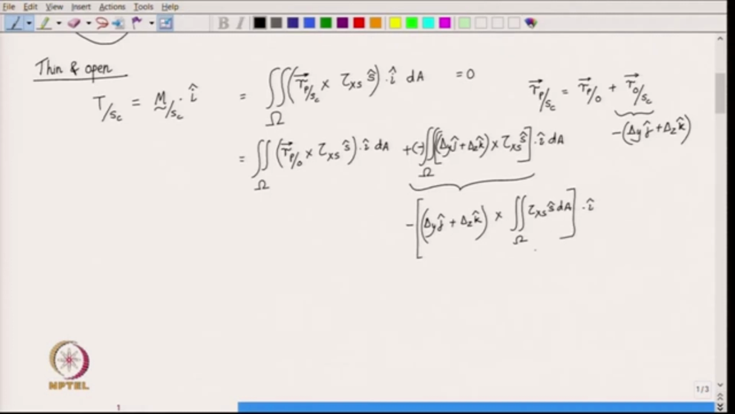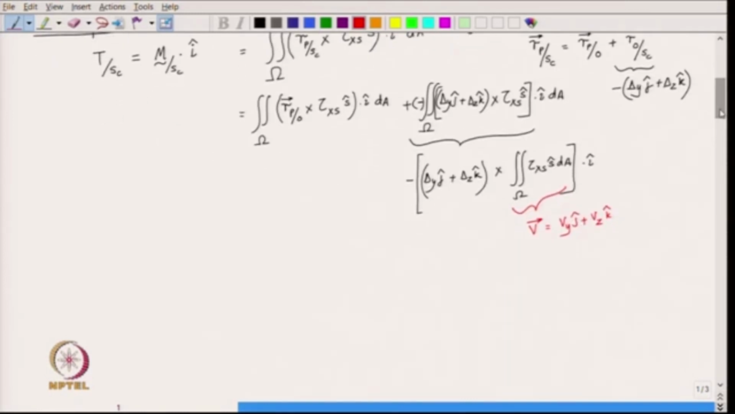But look at this integral here, this is the integration of the shear stress over the entire cross section. So, that is nothing but the resultant shear force in the cross section, is not it. So, we can denote this integral by the vector V, which can in general have two components V y and V z. Okay. So, this is V y of j plus V z of k.